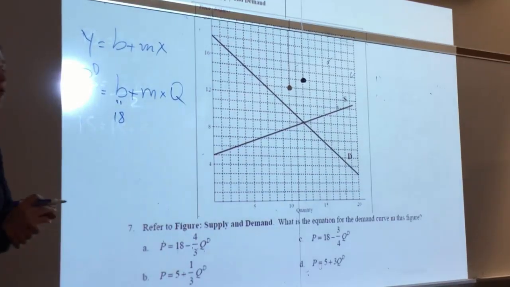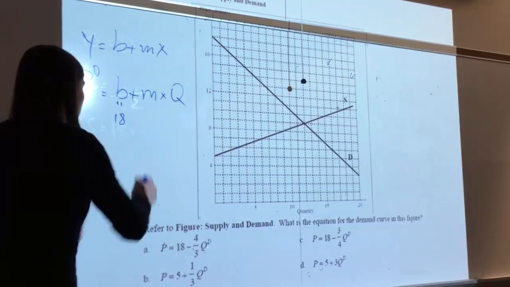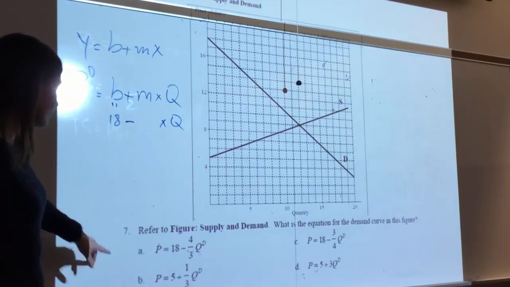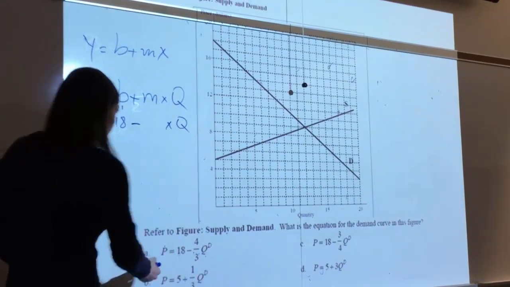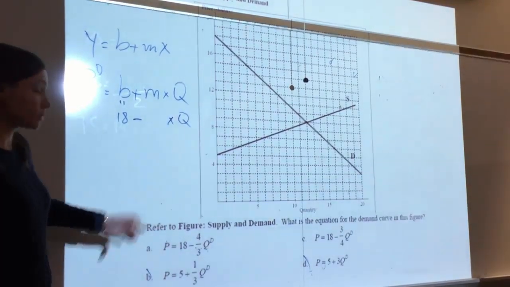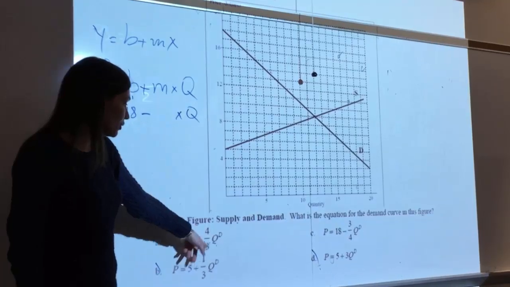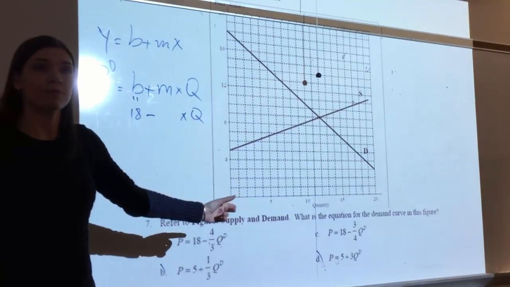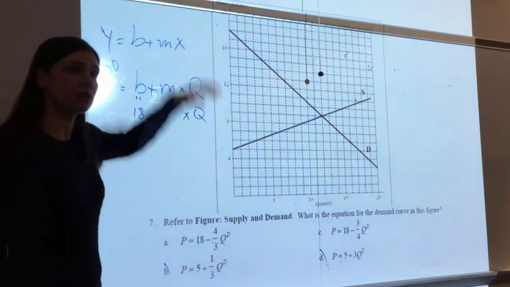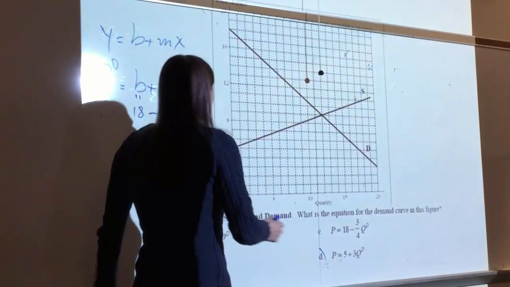What is the slope? Is the slope positive or negative? Negative, right? Because the demand curve is downward sloping. So I'm going to have negative something times Q. Looking at the answers, you can eliminate two of them, like B and D, because the intercept is wrong, right? We know it's 18. So now it's either A or C. And then we just need to figure out whether the slope is 4 over 3 or 3 over 4. Just pick any two points on the demand curve, find the rise over the run, and you're going to get the slope.